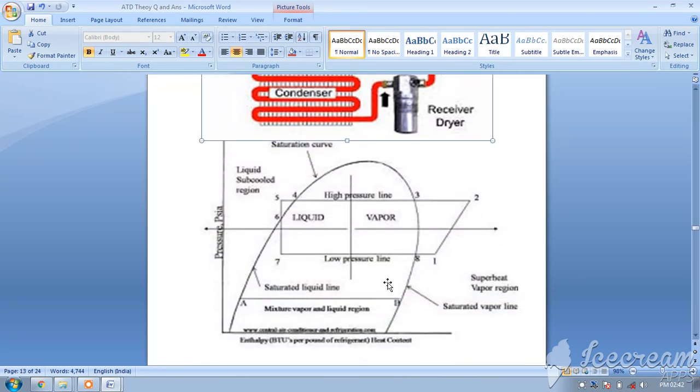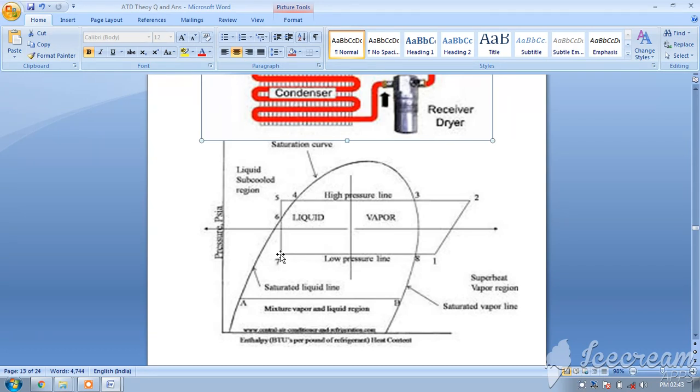And now we will see the pressure enthalpy diagram. The y-axis is the pressure and the x-axis is the enthalpy. So this is the saturated liquid line, this is the critical point, and this is the saturated vapor line. This is the superheated region, this is the subcooled region, and this is the two-phase mixture region under the curve. Now we will start here.